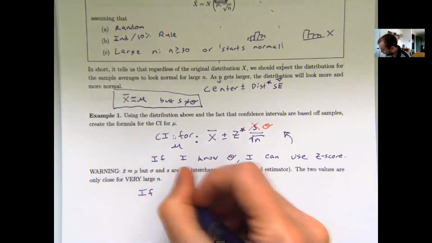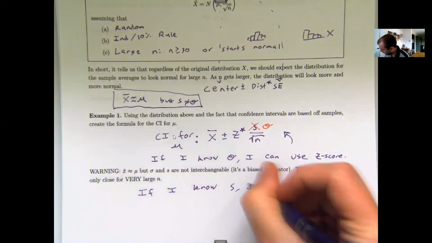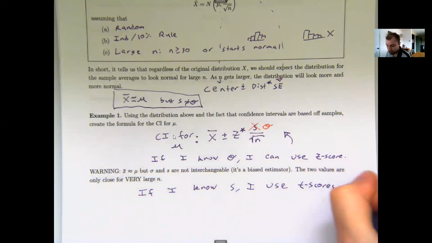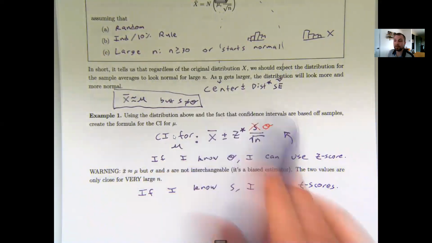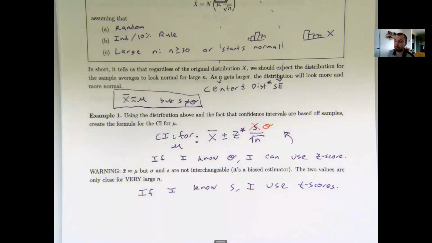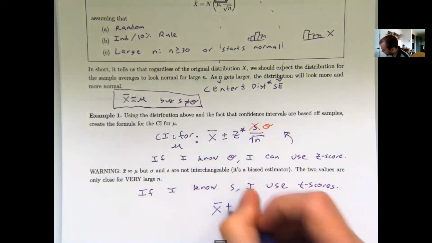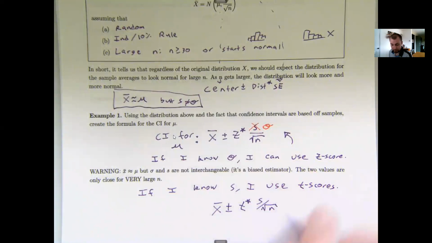And the answer to that is, if I know S, I use something called t-scores. There's a mathematician that was working at the Guinness Brewing Company, and he noticed that when he was using this formula above, he was ending up with a considerable amount of error for small samples. He invented an entirely new distribution that kind of has a built-in error check to it. So my formula is going to look like x bar plus or minus, I'm going to be using t-scores, s over the square root of n.